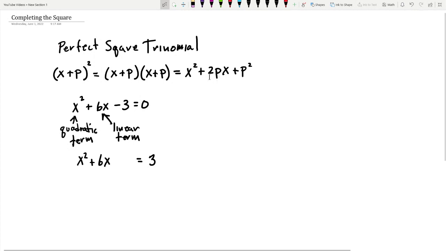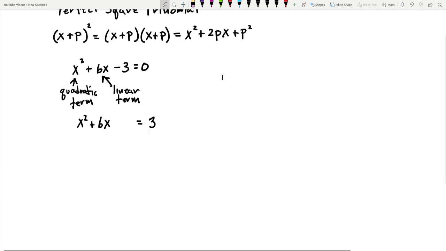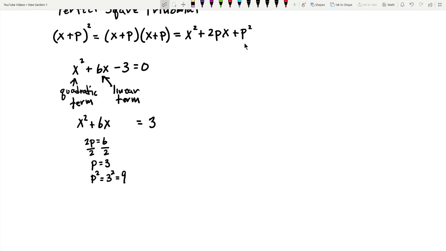Well, I have this linear term here. That's my 6x. So my 6x is the same thing as 2px. That means that 2p is the same thing as 6. So if I solve this equation for p, p is 3. And then what I need here is the constant term, which is p squared. Well, I can get that by squaring p. Square 3, which makes p squared 9.